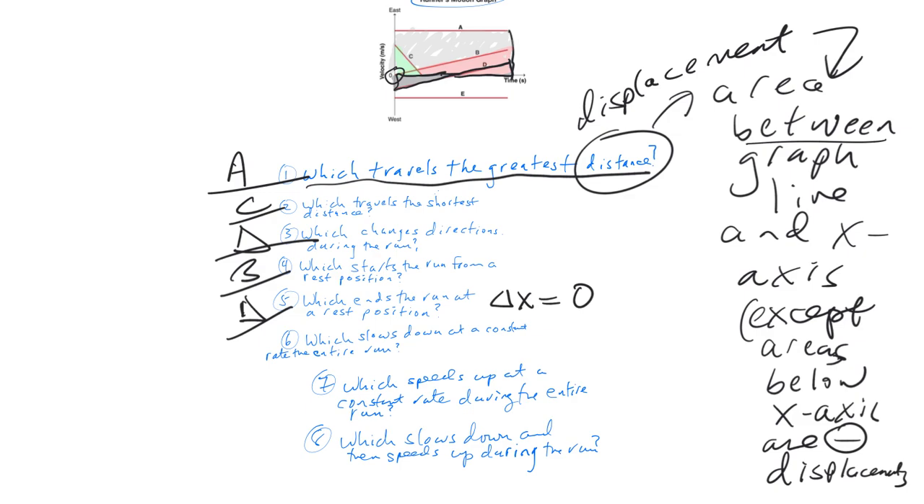Which slows down at a constant rate the entire time? Well, that means who's moving closer to the x-axis for the whole trip. And there's only one guy, C. D moves closer for half the trip, then he moves further. Which speeds up at a constant rate during the entire run? So speeds up means moving away, constantly moving away. That'd be letter B.